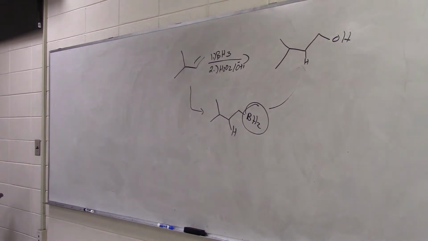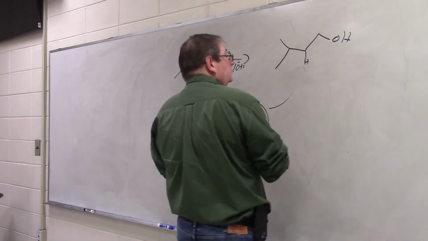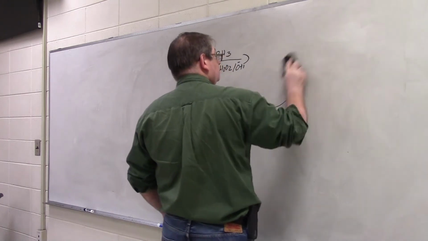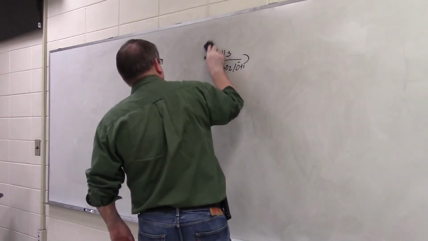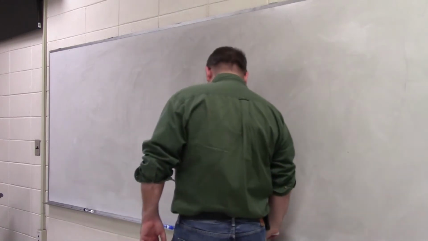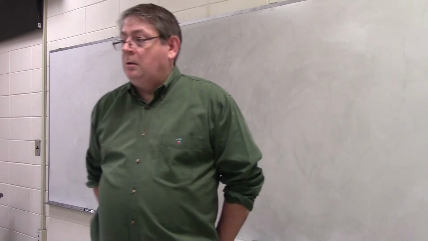That would be Markovnikov's rule. Isn't Markovnikov's rule the rule that states that the carbon atom of an alkene with the most hydrogen atoms gets the hydrogen atom in the addition of HBr, which is an alkyl bromide?